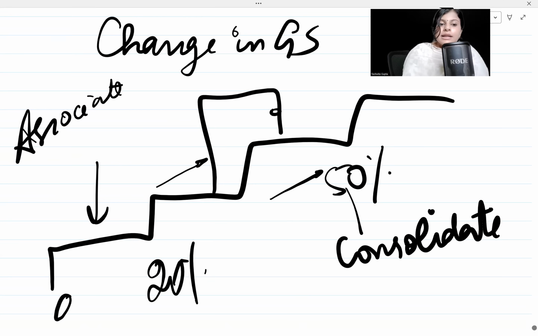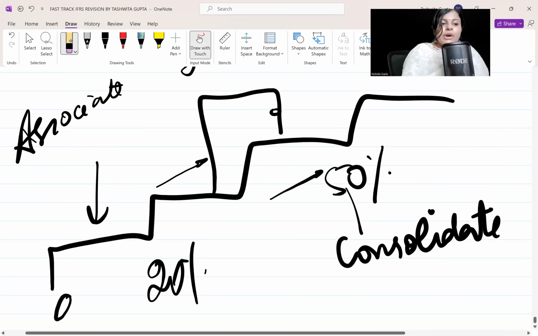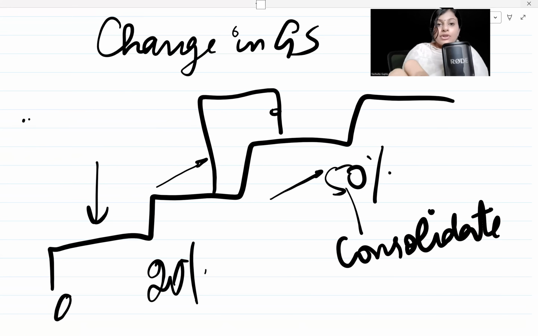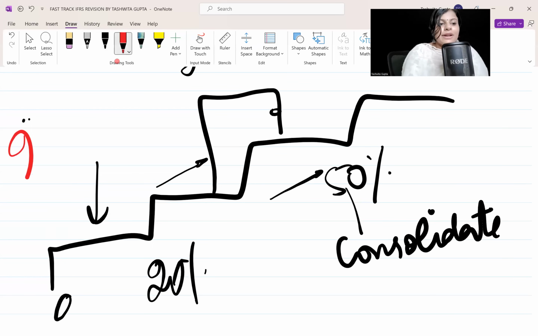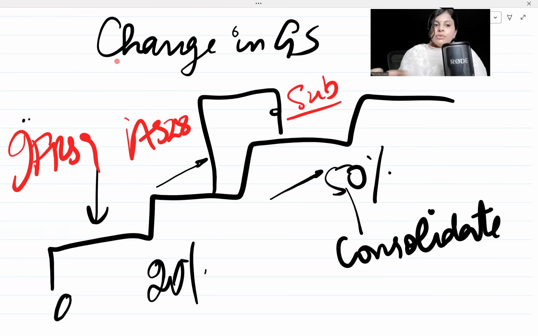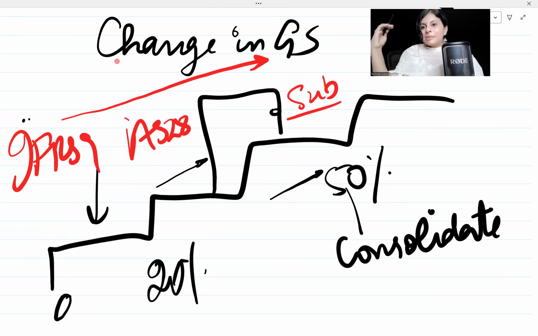Sorry, 0 to 20% is your normal IFRS 9 investment, which you keep under equity instrument, financial asset. And from 20 to 50%, it is IAS 28, associate, significant influence. After this, it is parent-subsidiary. That's a control situation. So you might move above this in bits and pieces. You might move up the stairs in bits and pieces.